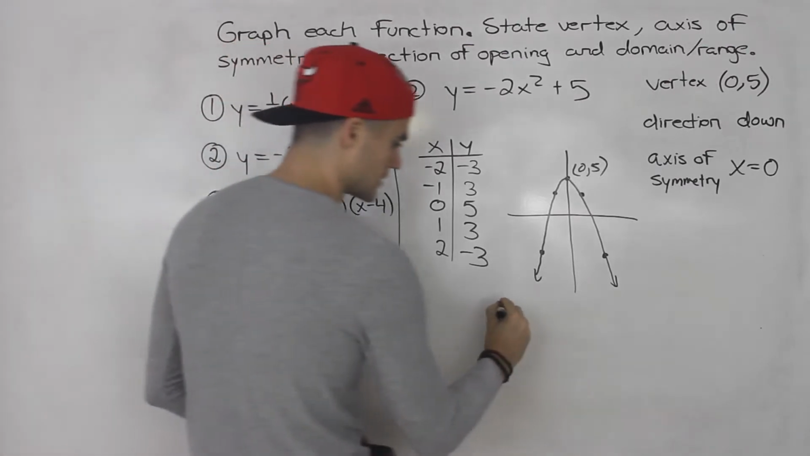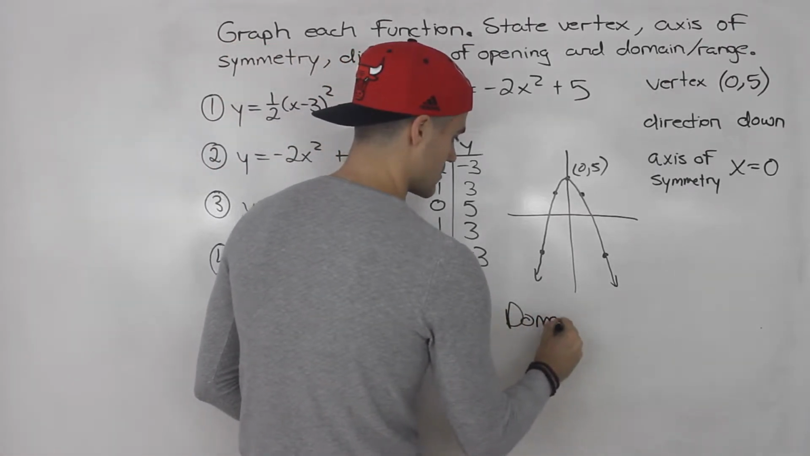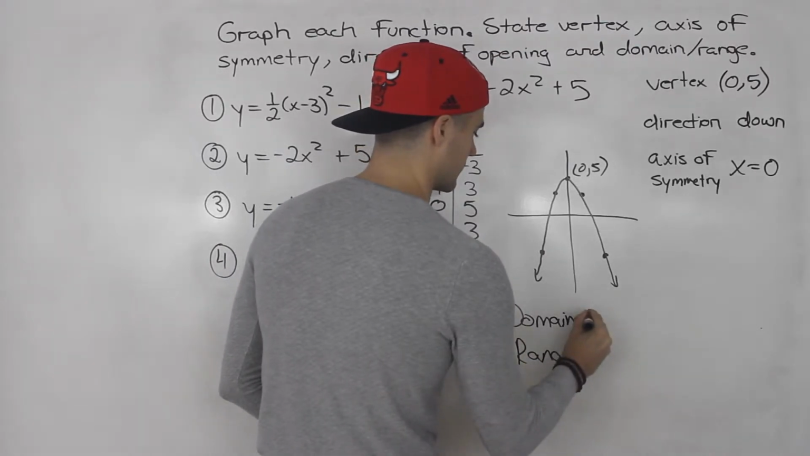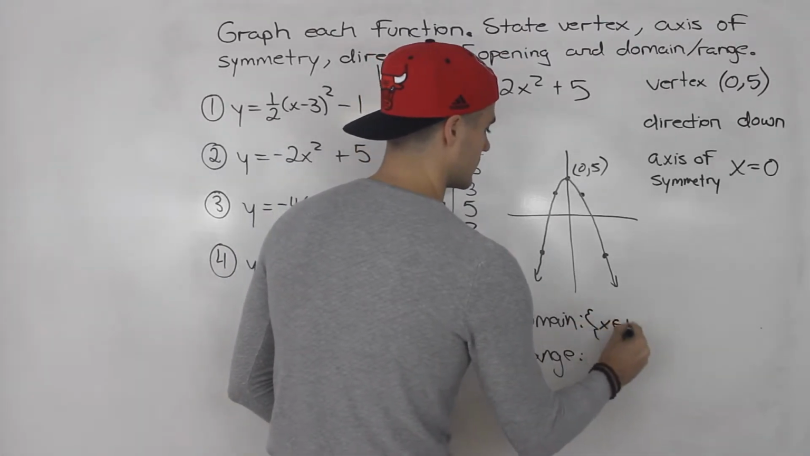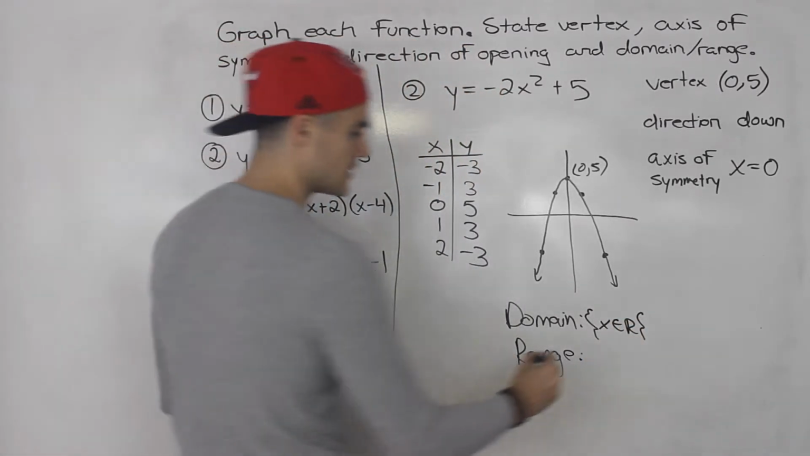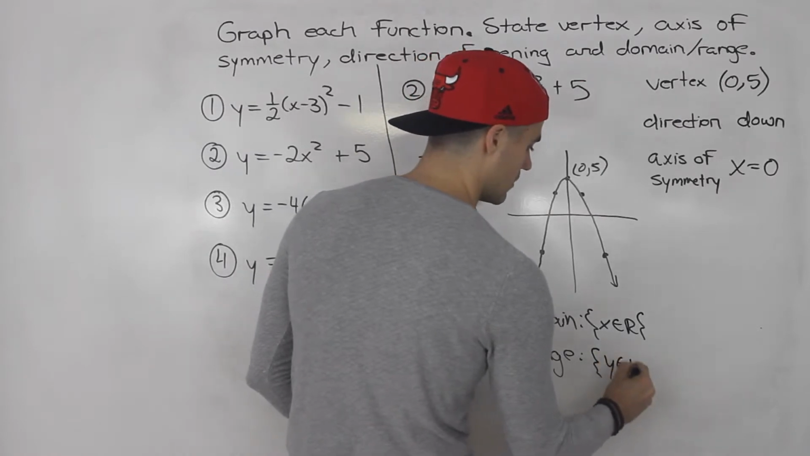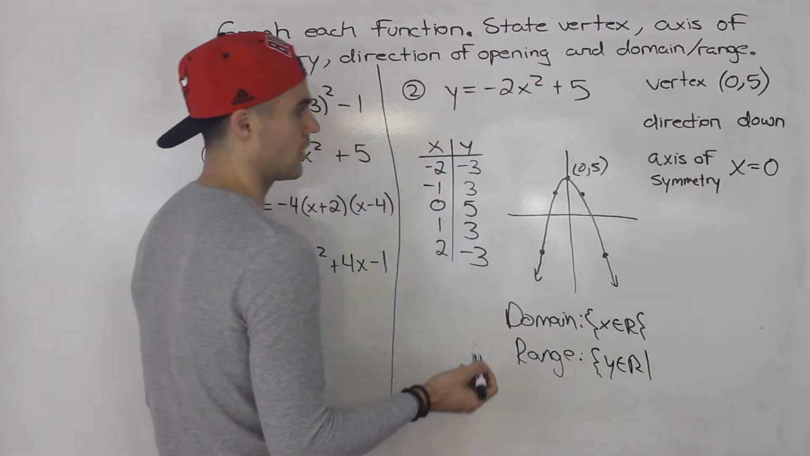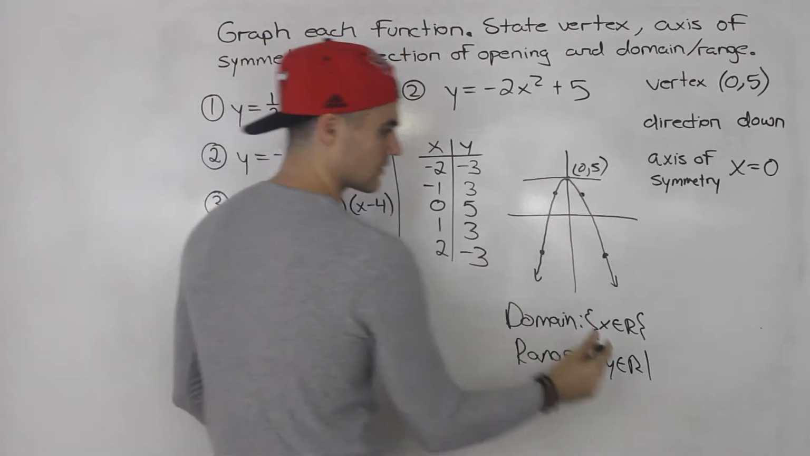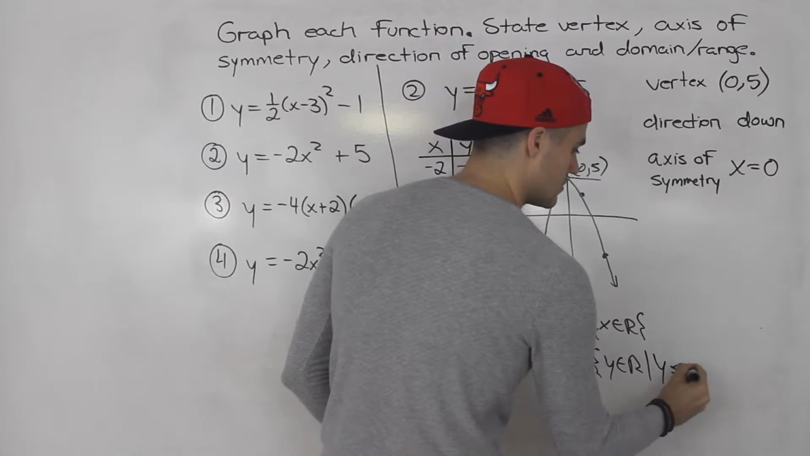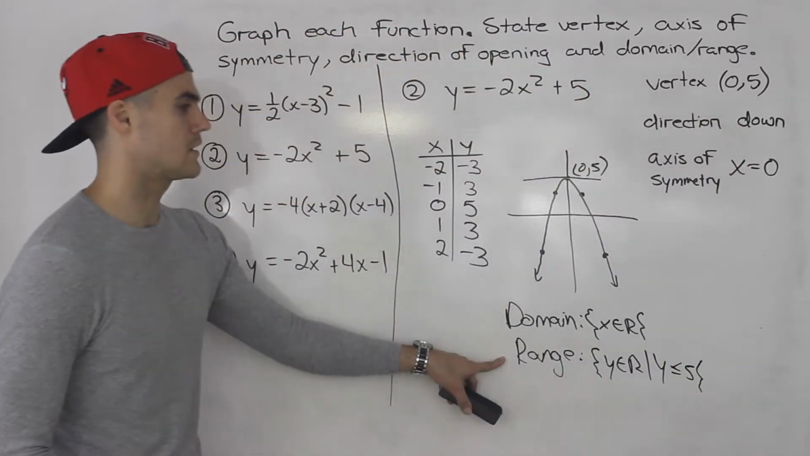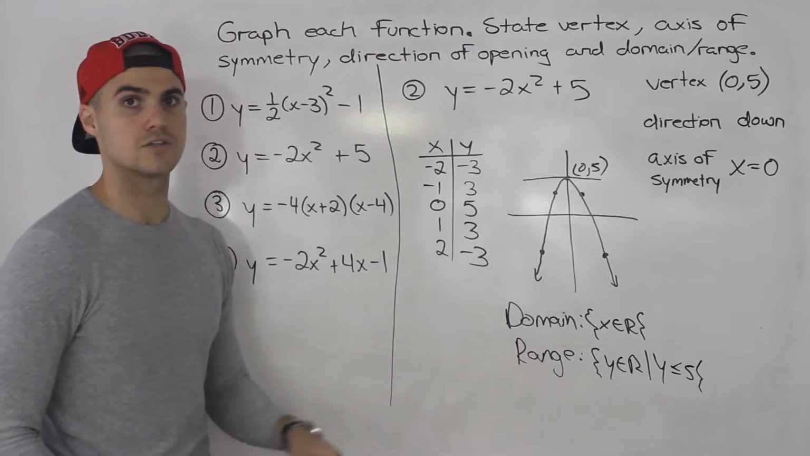And then from here, we can get the domain and range. So domain is what? X is any real number, right? X can be anything. That's always the domain for a parabola. The range is y is a real number, but y has to be what? Less than or equal to 5. All the y values are less than or equal to 5 because the parabola is opening down and the y value of the vertex is 5. So that is the domain and range, and there is your graph.